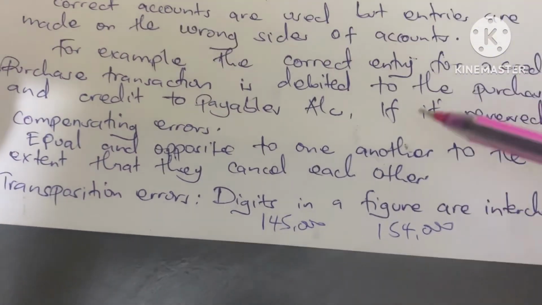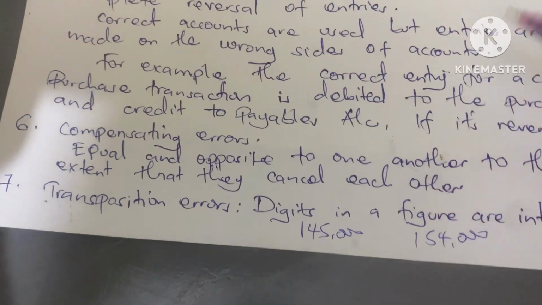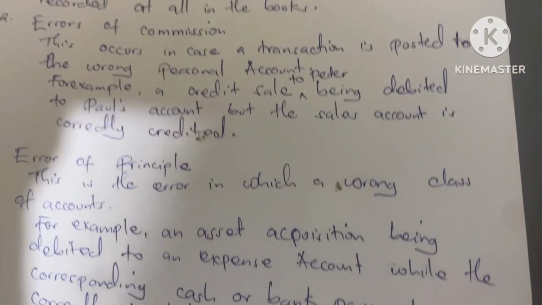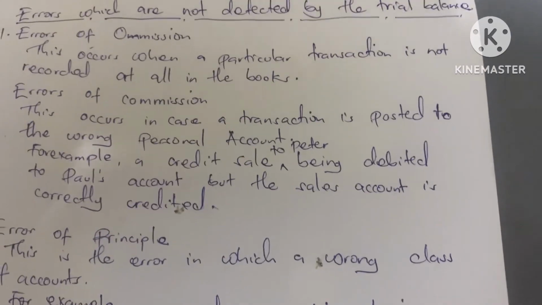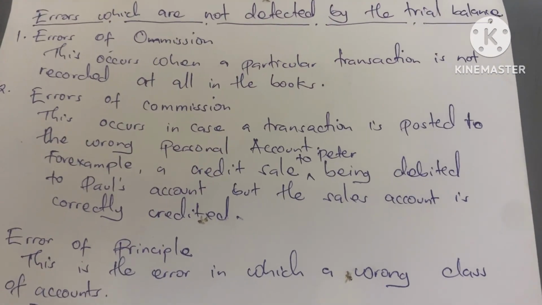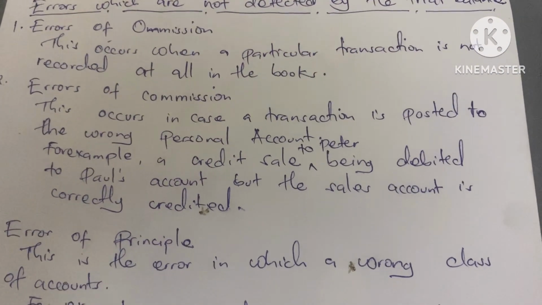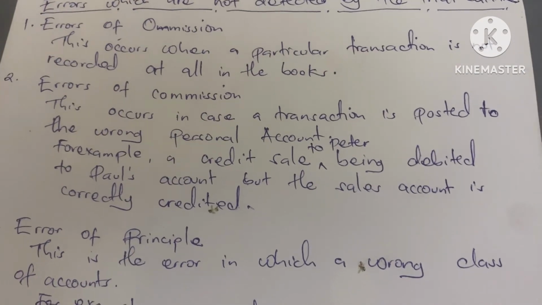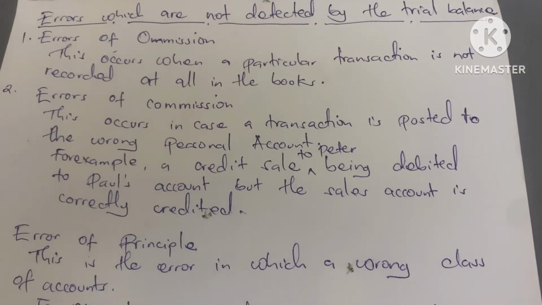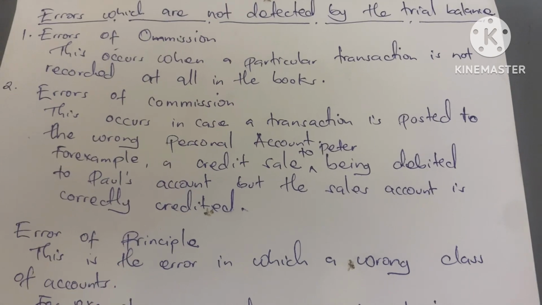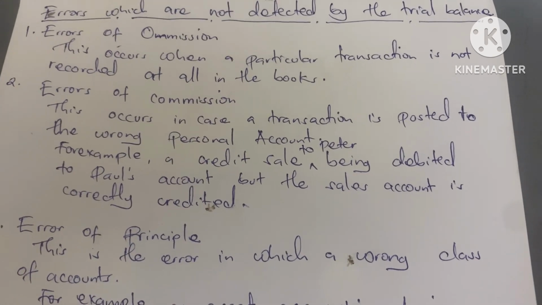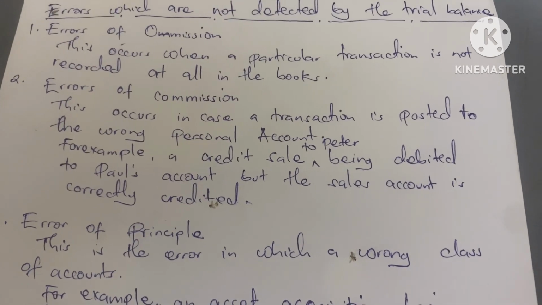So these are the errors that cannot be detected by the trial balance, and these errors are only corrected by applying the principle of double entry, and we do not post them in the suspense accounts. We only post in the suspense accounts the errors that can be detected by the trial balance.